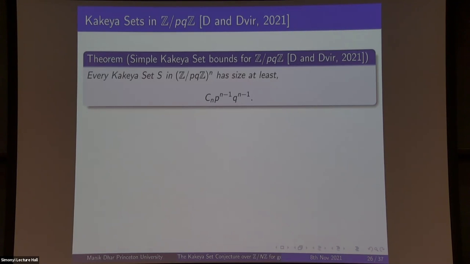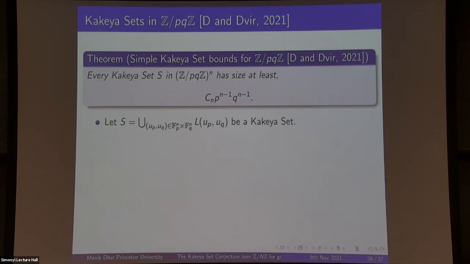So I'll present a simplified version of our proof to show that any Kakeya set S in Z mod PQ to the little n has size P raised to n minus 1 times Q raised to n minus 1 times a constant which only depends on n. The basic idea to go from a single prime factor to multiple prime factors is all in this proof, but to get rid of this minus one and to improve this constant, I just have to throw in some tricks and derivatives and whatnot. But we'll just look at this thing.